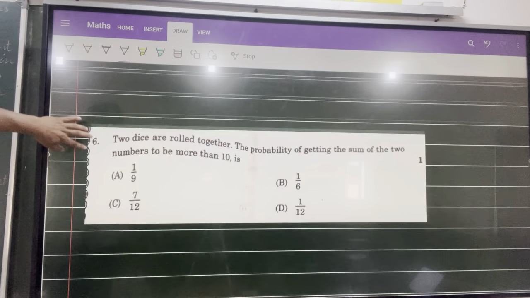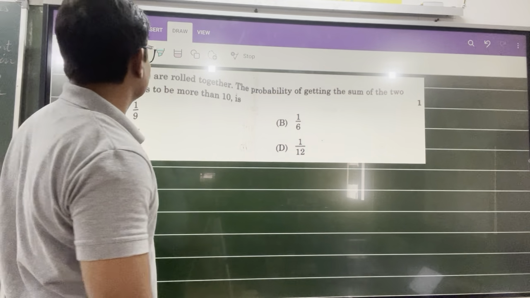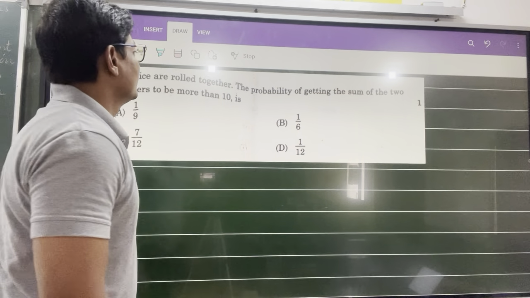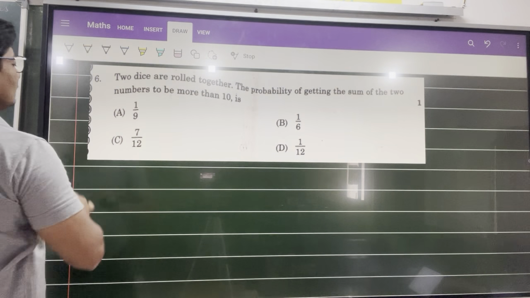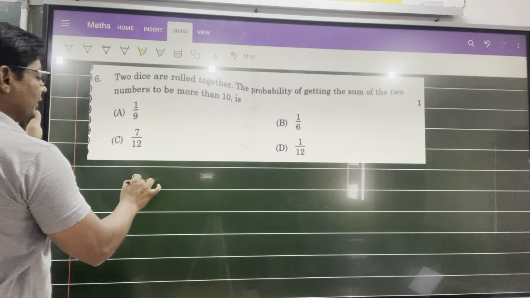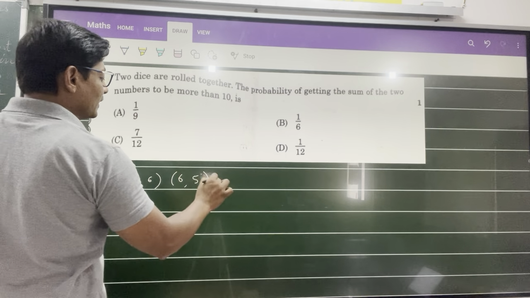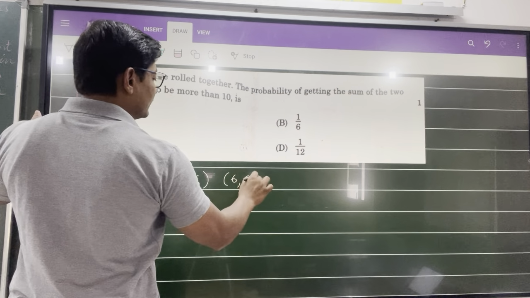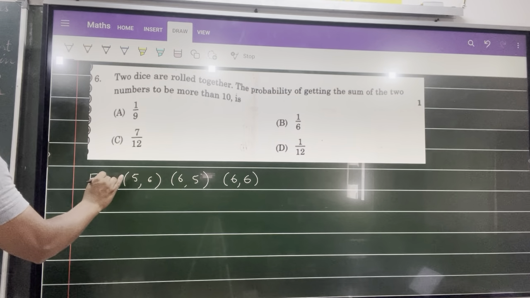Fine, let us move to the sixth question. Two dice are rolled together. The probability of getting the sum of the two numbers to be more than 10 is. So here we should get sum more than 10. So the possibilities of the combinations when we roll two dice are we can get either 5 and 6 or 6 and 5. Then another one will be 6 and 6. So these are the three possibilities of the occurrence of that event.